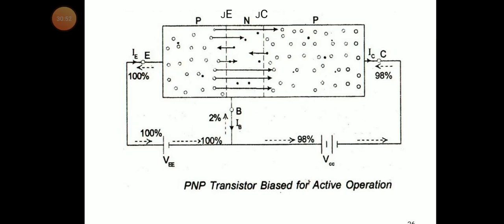What are the majority charge carriers? In the P material, holes are the majority charge carriers and electrons are the minority charge carriers. That is also indicated here. The number of holes is large, the number of electrons is very small; only the dotted lines are the electrons. Coming to the base, we already know the base is a very thin layer, which is represented here as a very thin layer, and very lightly doped, so we have a light concentration of electrons. Majority charge carriers are electrons, minority charge carriers are holes.